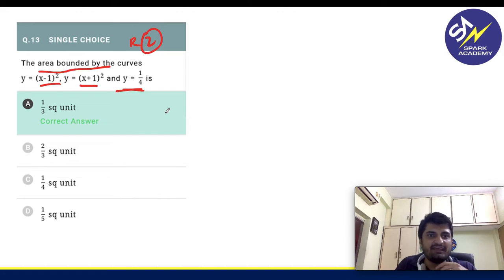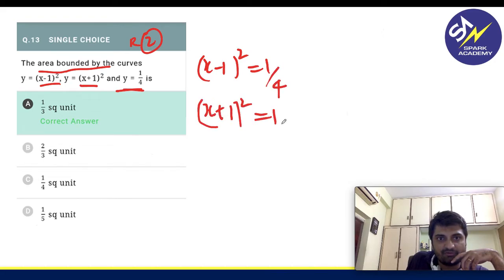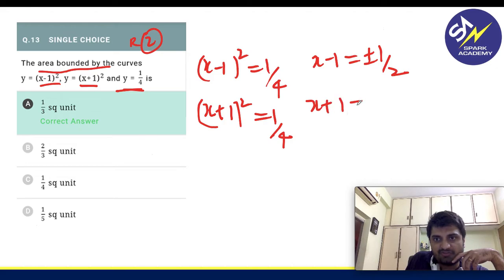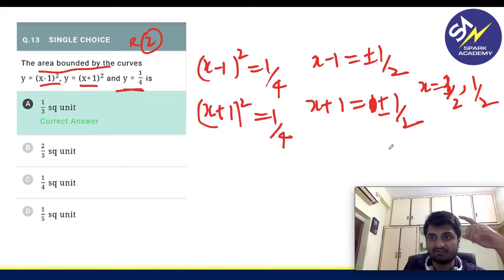So y equal to 1 by 4 means what? I can say (x minus 1) whole square is 1 by 4, and (x plus 1) whole square is 1 by 4. If I solve x minus 1, I'm getting plus or minus half. x plus 1 also I'm getting plus or minus half. Square root, right? So what are the possibilities? For the first, x is either half or 3 by 2.